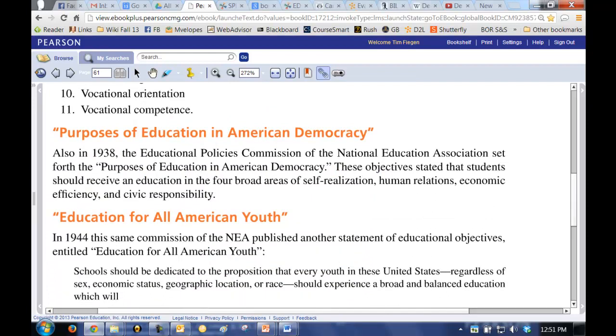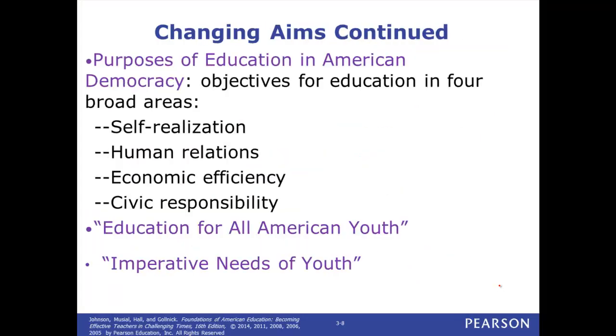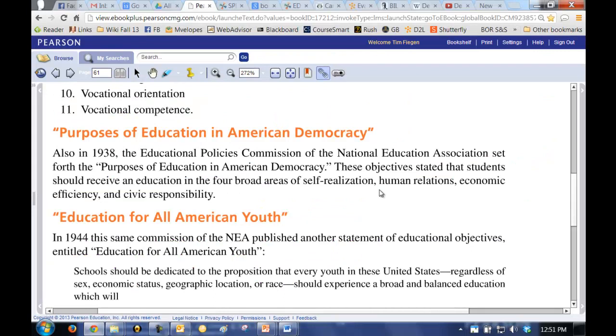So in 1938, the Educational Policies Commission of the National Education Association set forth the purpose of education in American democracy. These objectives stated that students should receive an education in 4 broad areas. And you've got them. There they are: self-realization, human relations, economic efficiency, and civic responsibility. You don't need to tell them what those are. They're just a mouthful, but it was just interesting.